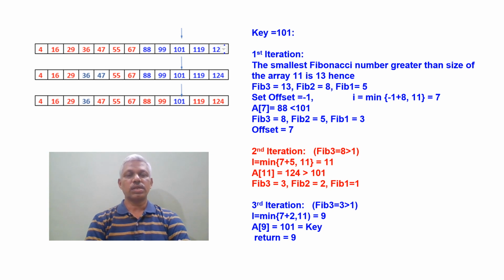And A of 11 incidentally is 124, which is greater than 101. So the required key value is to the left of that index. Then as per the algorithm, we have to move the Fibonacci numbers 2 steps down. That is why Fib3 becomes 3, Fib2 becomes 2, and Fib1 becomes 1. In the third iteration, Fib3 is again greater than 1. So we recalculate I as minimum of the offset 7 plus 2, Fib2, which is 9. And incidentally, in this case, A of 9 coincides with the key value, so 9 is returned.